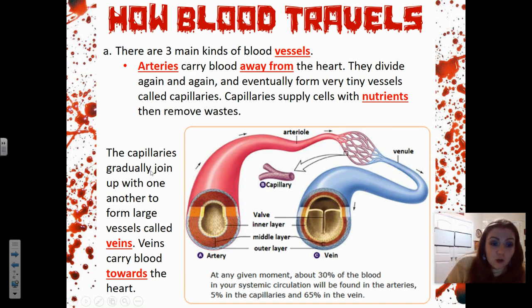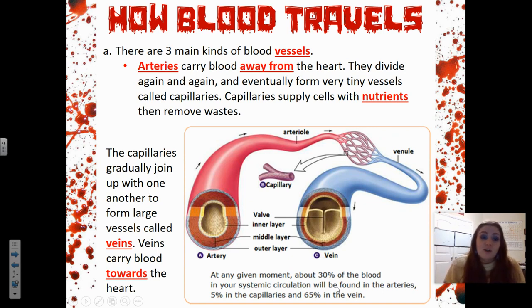So the capillaries gradually join up with one another to form large vessels called veins. Veins carry blood back towards the heart and the lungs to get reoxygenated. At any given moment, about 30% of your blood in your systemic circulation is found in your arteries. So about 30% is actually being actively pumped to your body to be helpful. About 5% is in your capillaries, so in the small pieces. And about 65% is just heading back to the heart. About 65% is just going back in your veins.